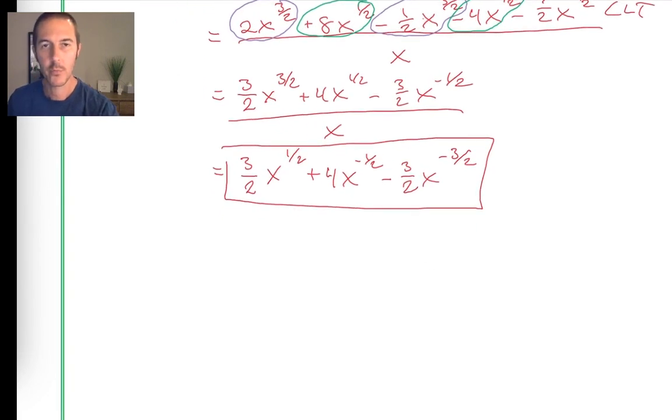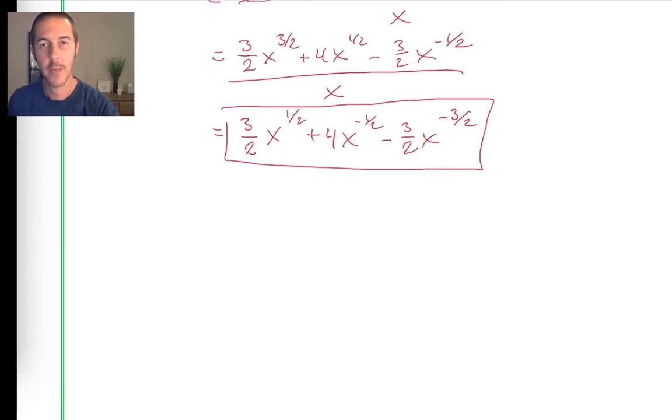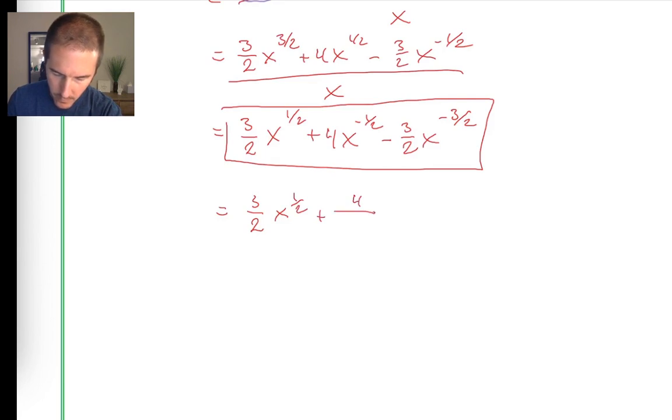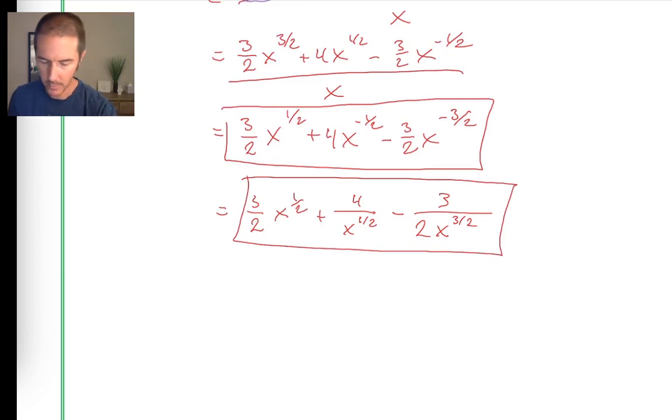If it was requested that we express our final answer without any negative exponents, we would write it up like this. So the x to the 1/2 is appearing in the denominator there, the minus 3 is in the numerator, the 2 is in the denominator, and now the x to the positive 3 halves is also in the denominator. That's another way to write it up without negative exponents.